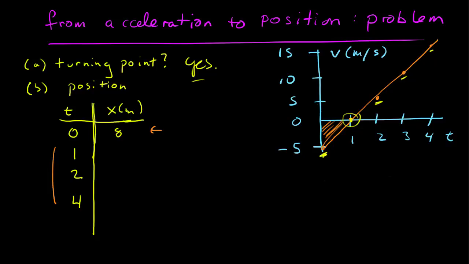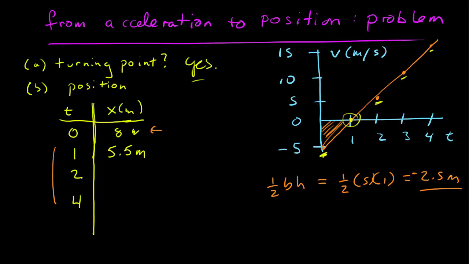So this is a triangle if we look at the difference between 0 and 1 second, and the area under that triangle is 1/2 base times the height, so that's 1/2 times 5 times 1, or 2.5. And it's negative since it's below 0, so the change in position is a negative 2.5 meters. At 1 second then, its position is 5.5 meters.